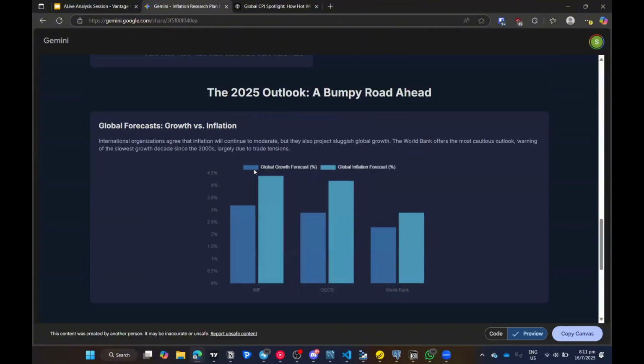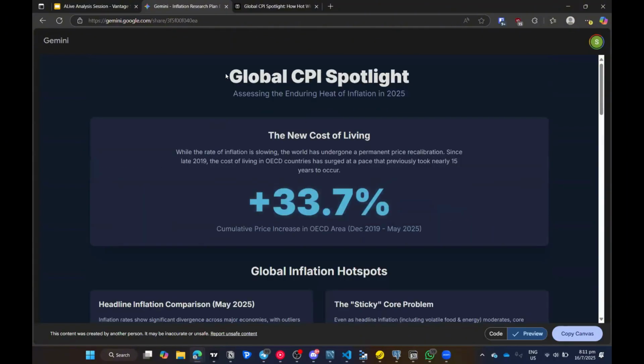Okay, so this is Gemini, so you get a lot of details from here. There is essentially the original report that you get together with this infographic.